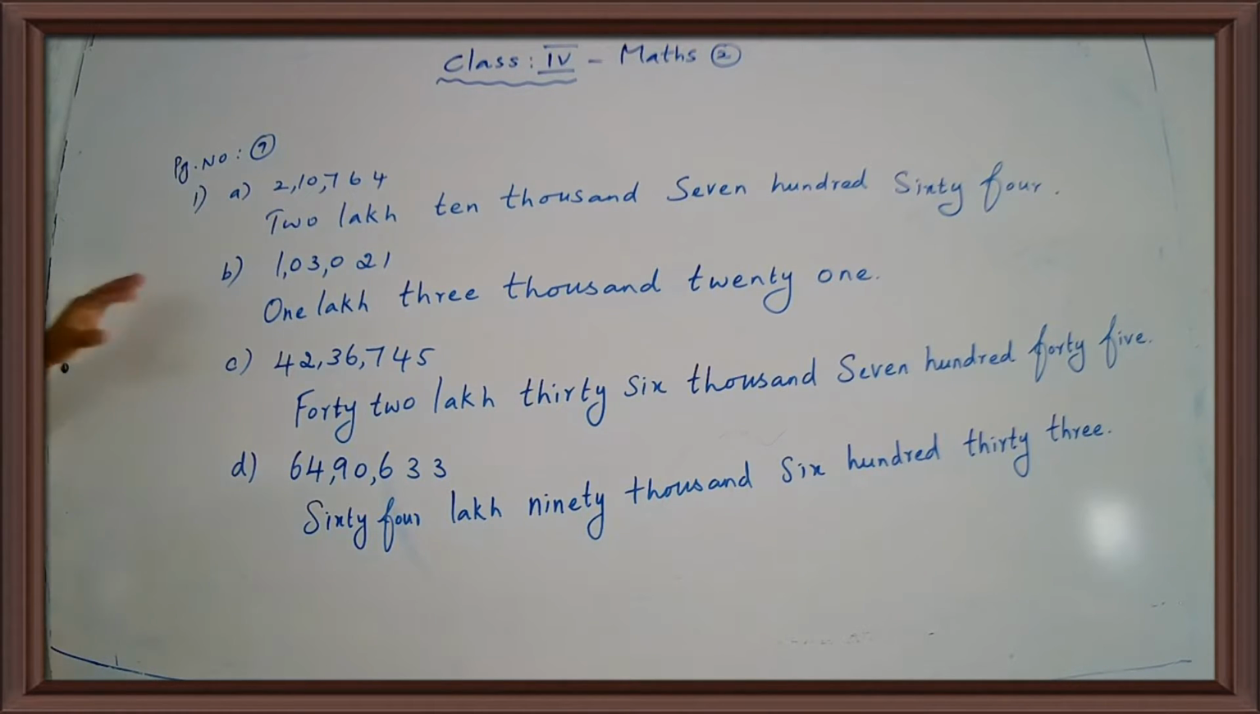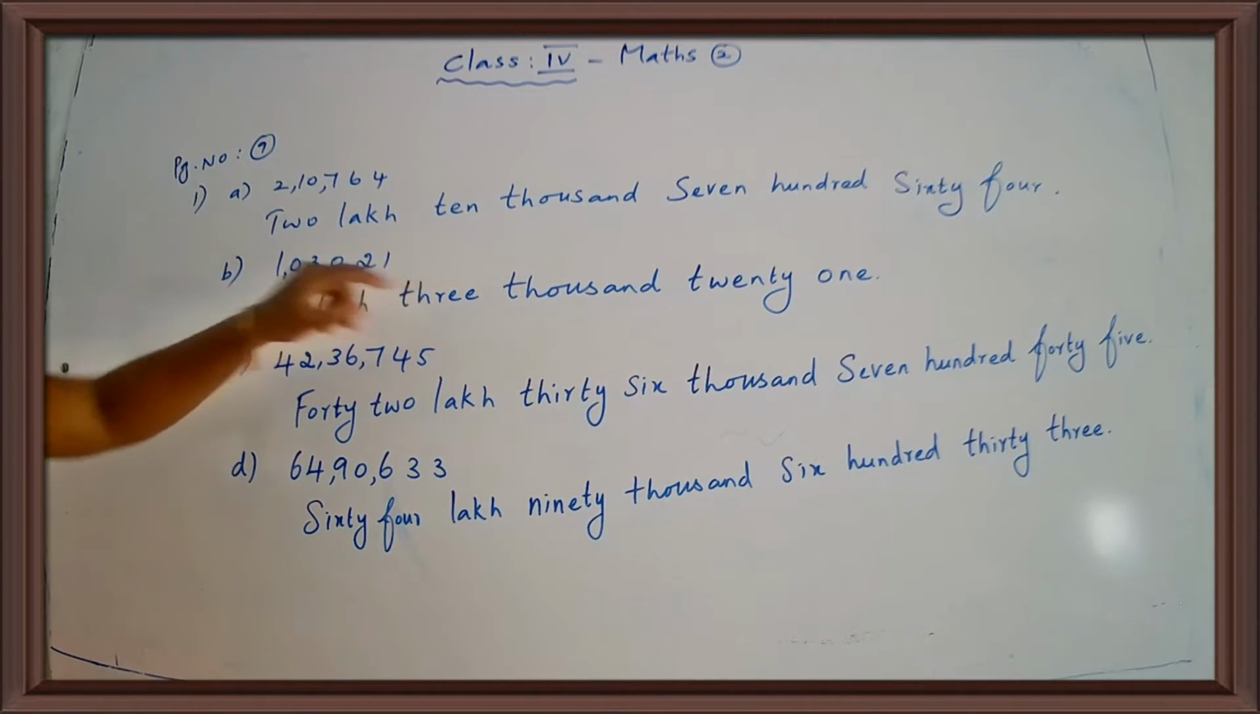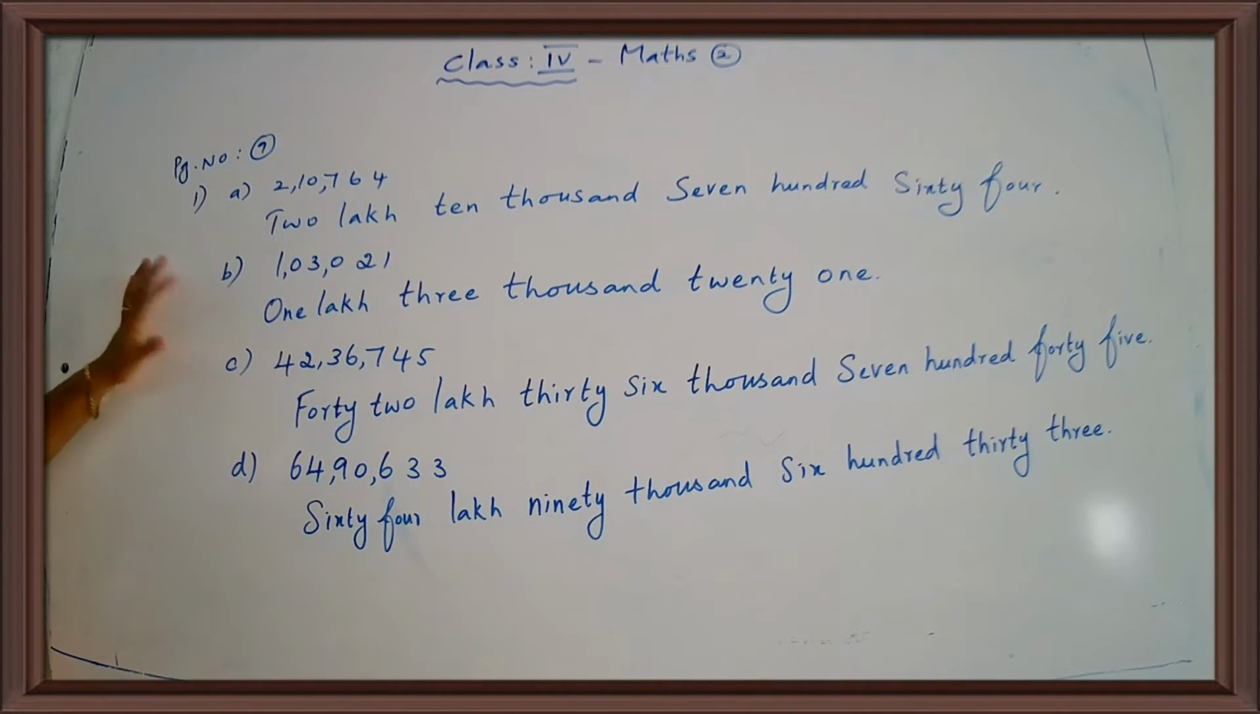Okay children. Now the second part, that is the B part. In the first question, B part, the question is in the book only. Your answer you also wrote in the book only. So you check the answers. Now B part. 1,03,021. Okay. Now turn to the next page.